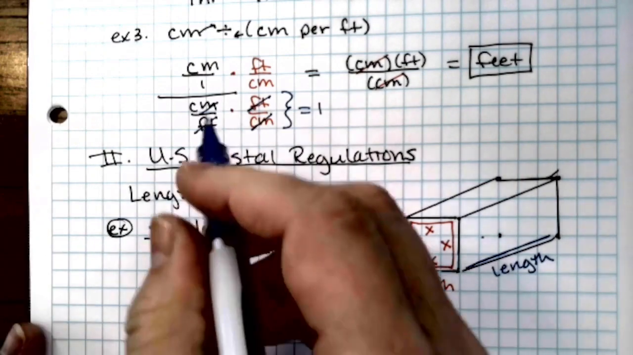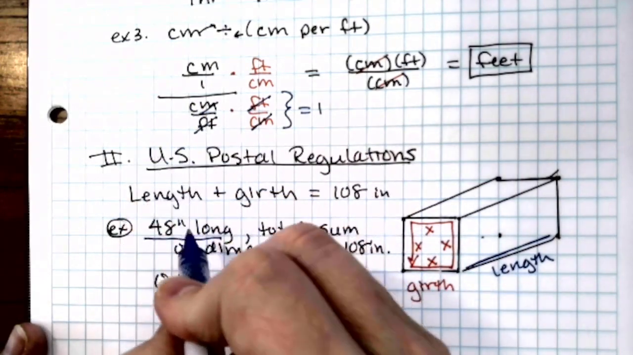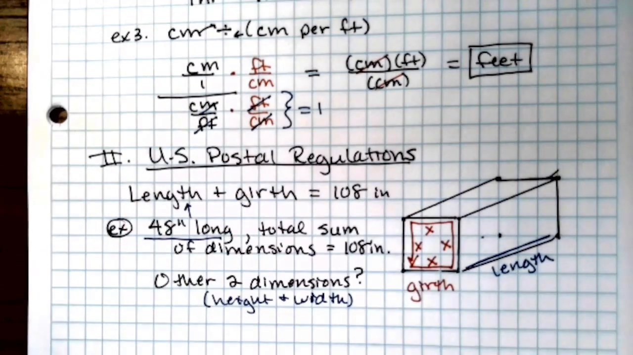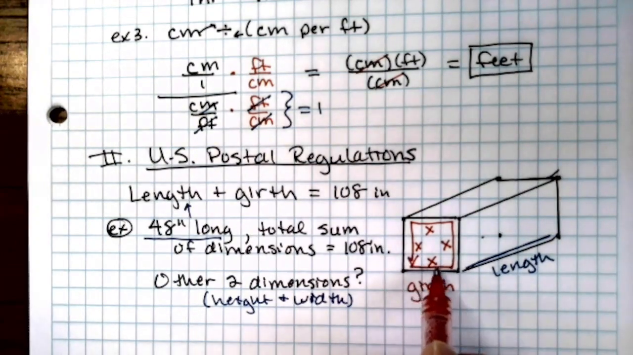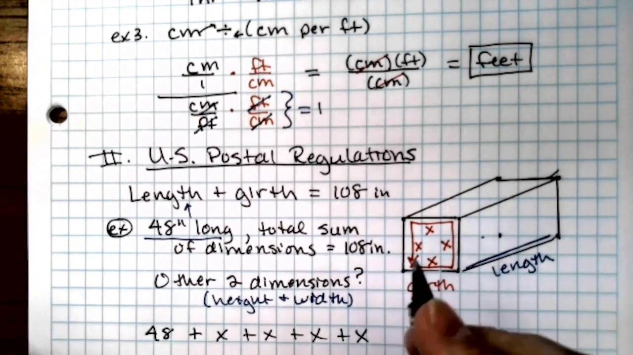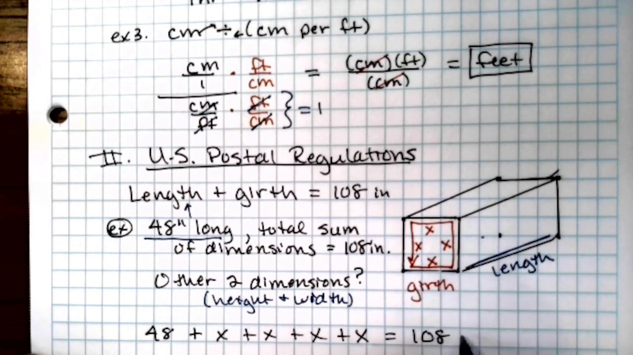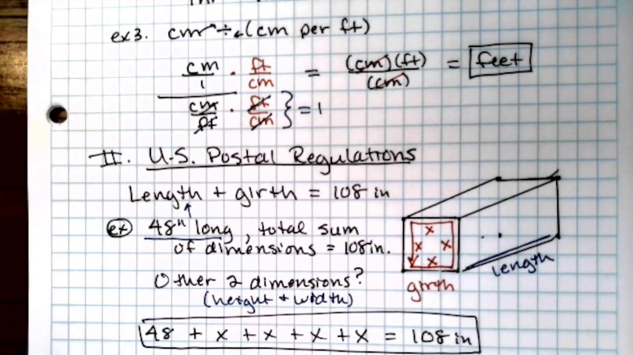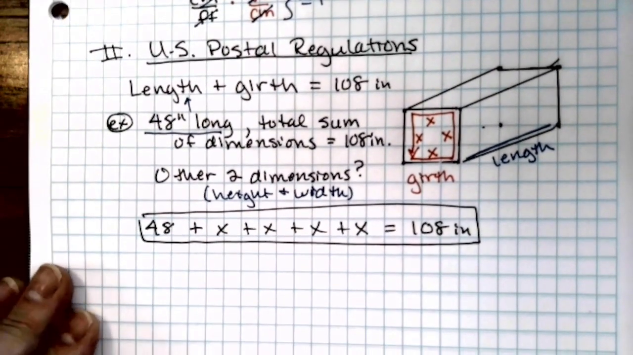Length is pretty easy because the length is 48. Girth is going to be our 4 x's added together. So we get 48 inches in length plus the girth, x plus x plus x plus x. That equals a total of 108 inches for the measurement of the package. Put a box around it. That's your equation, and that's something that you can actually solve.